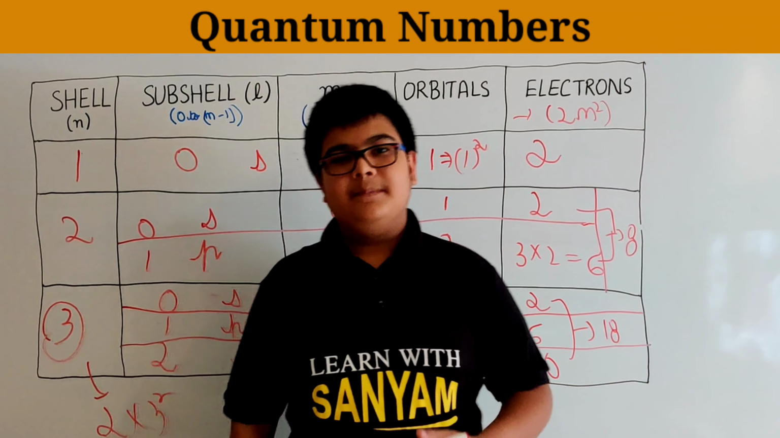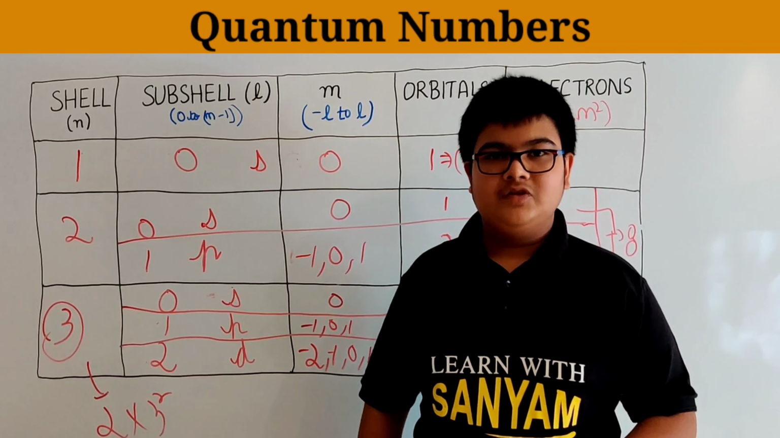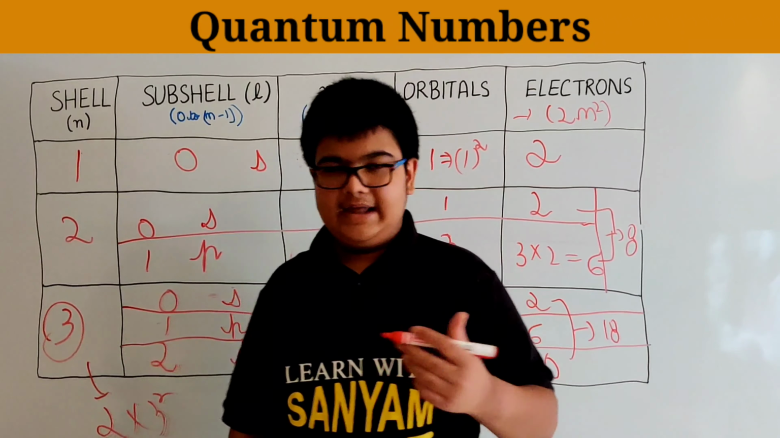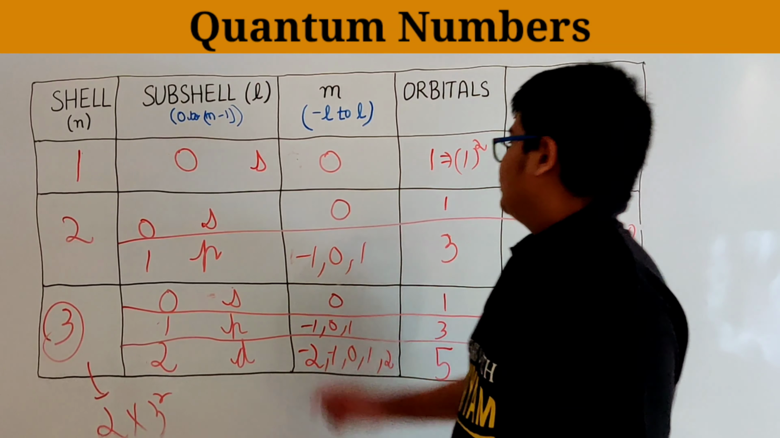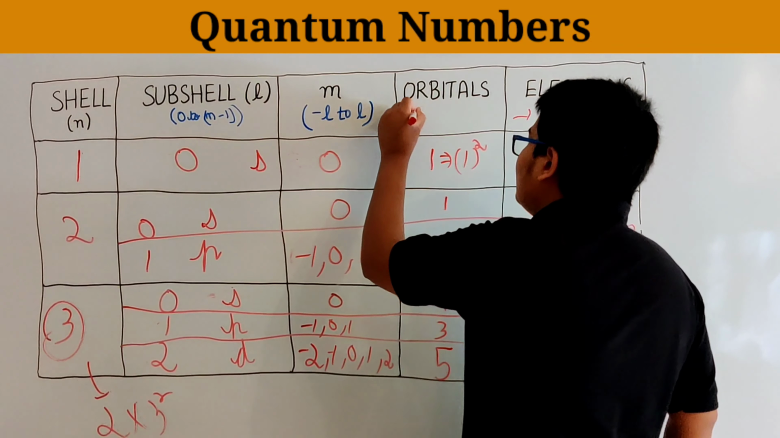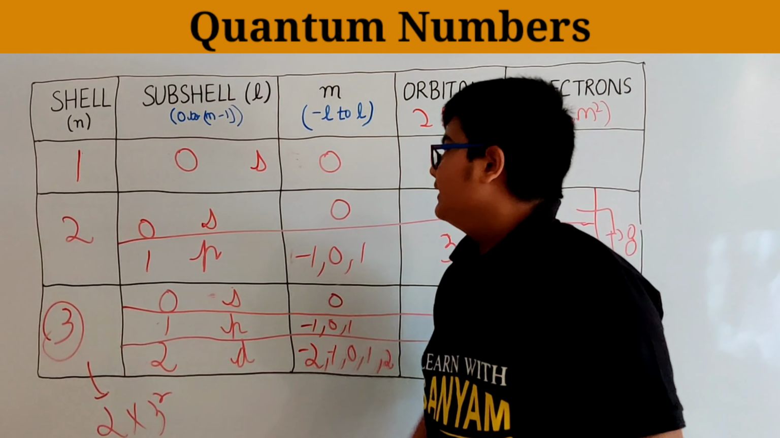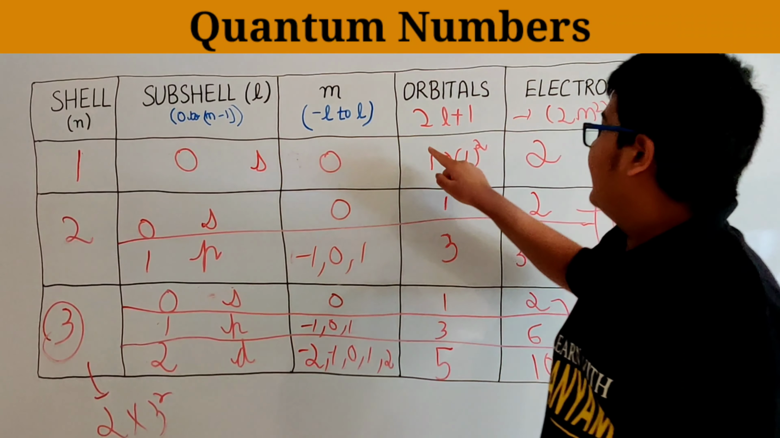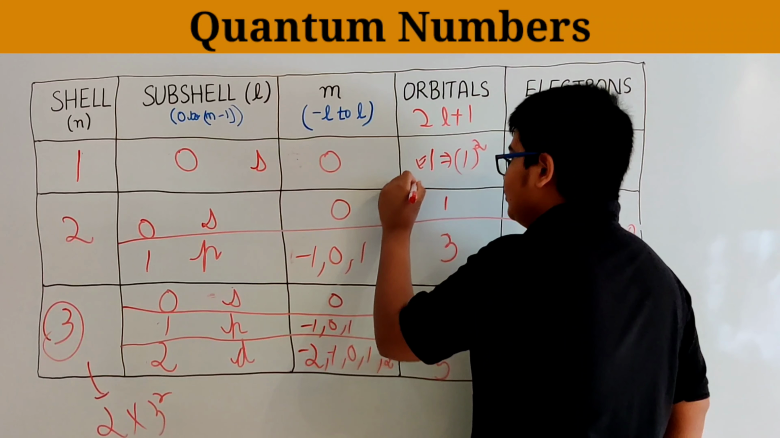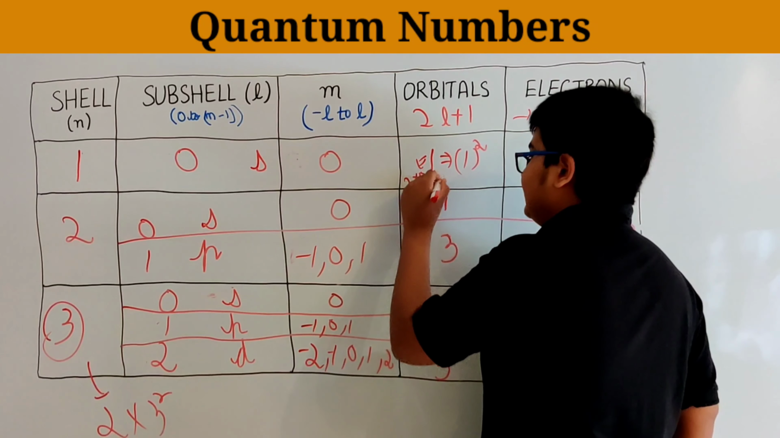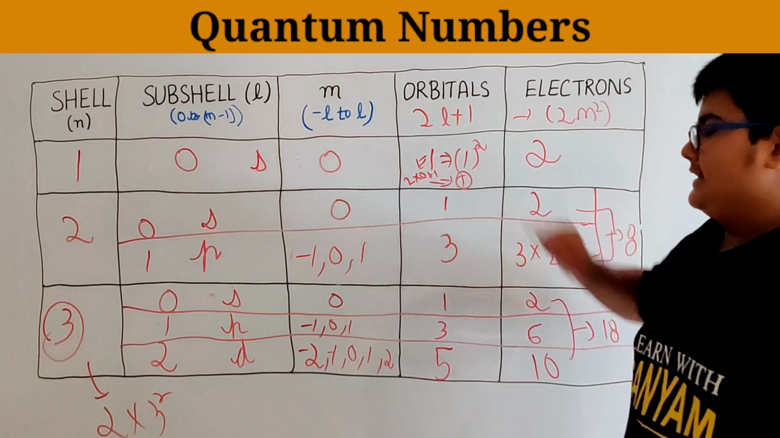Now apart from the shell number, we can also get the number of orbitals and the number of electrons from the subshell number. So from the values of L also we can tell the values of orbitals and electrons. Now let's see the formula for that. Number of orbitals is equals to 2L plus 1. Let's check it out. If L is equals to 0, then if we put it in this formula, we will get 2 into 0, that is 0, plus 1, that is 1. So we will get 1 orbital, which we are getting in this case also.